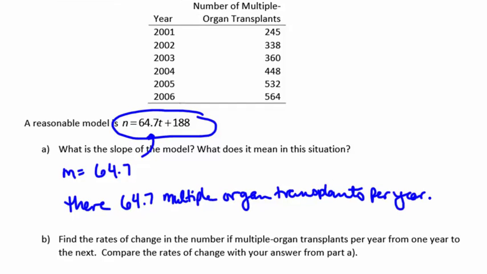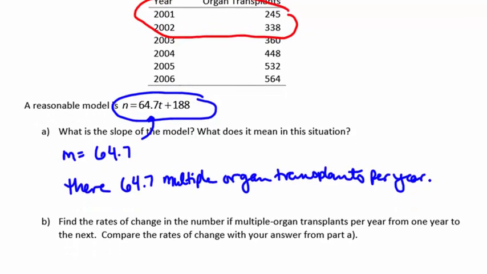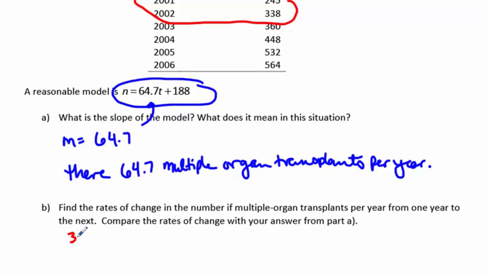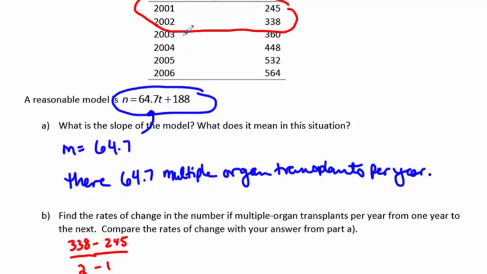In Part B, we're going to use the data to find the slopes between the ordered pairs and compare them to our answer from Part A. So let's go ahead and start with 2001 and 2002. Let's calculate that slope. So we're going to have 338 minus 245 divided by 2 minus 1. Since 2002 is 2 years since 2000 and 2001 is 1 year since 2000. So this gives us 93 over 1, or 93. Now 93 as a slope is much different from 64.7, so let's keep going to see if we can figure out what's going on here.